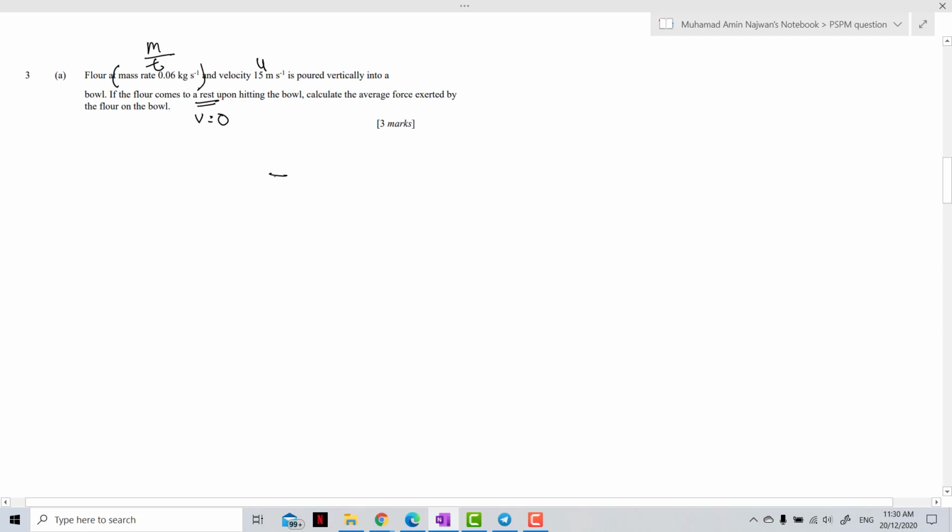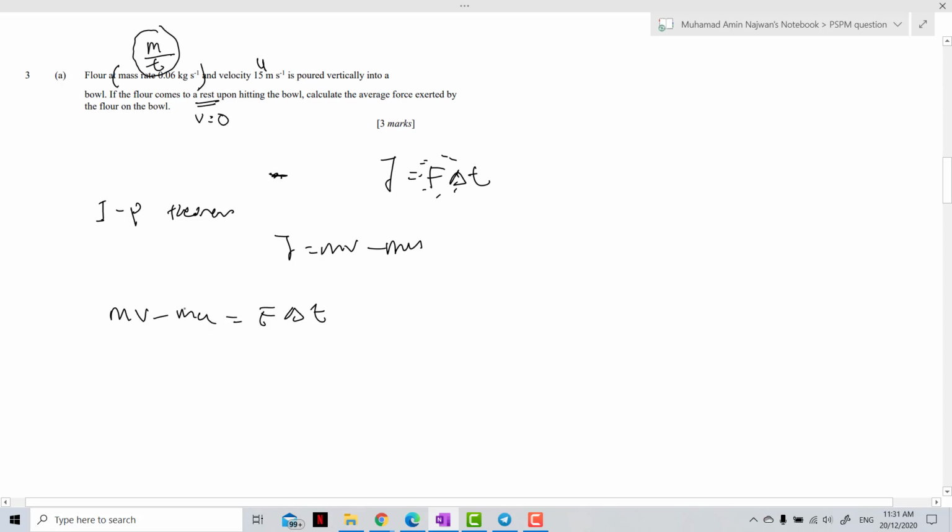Here you can use an important concept because we want M over T. If you use impulse equals F delta T, we have force, but we don't have the impulse. So in this question, you need to use the impulse momentum theorem. J equals MV minus MU. So this is the impulse equal to the change in momentum. So MV minus MU equals F delta T. Factorizing out the M, you get M times V minus U equals F delta T. So F equals M over delta T times V minus U.